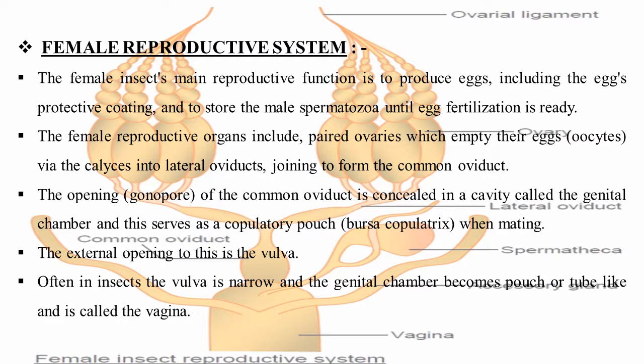The vulva is the external opening of the female insect reproductive system. Often in insects the vulva is narrow, and the genital chamber becomes pouch- or tube-like. The opening of the common oviduct is connected to a cavity called the genital chamber, and where the vulva is narrow, the genital chamber becomes a pouch- or tube-like structure called the vagina.